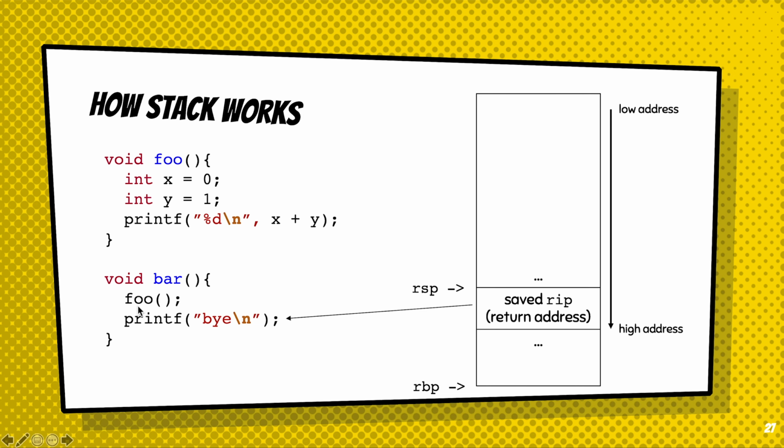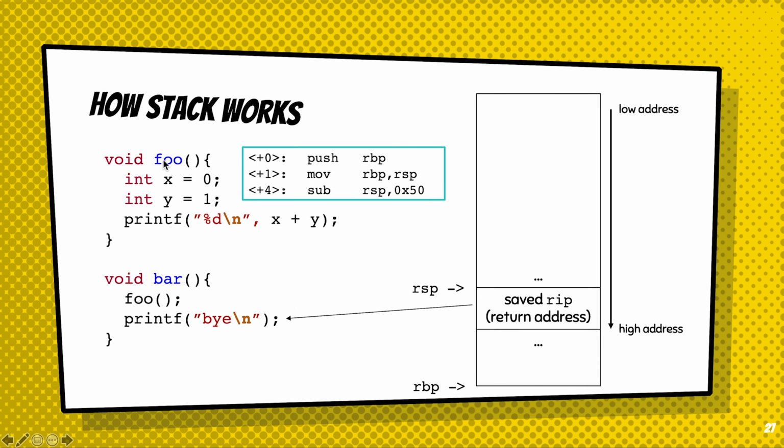Then when function foo is called from bar, it will first save the RIP address into the stack. And here the saved RIP address points to the instruction after foo. We also call it the return address. So after RIP is saved in the stack, we go to function foo.